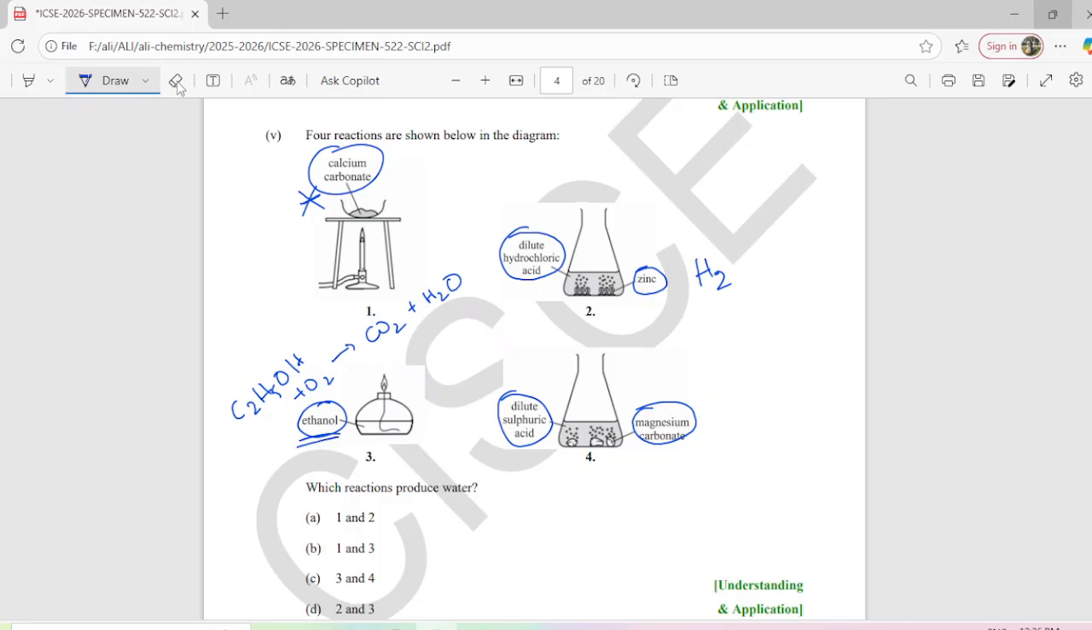At the same time, magnesium carbonate plus sulfuric acid produces carbon dioxide, water and a salt called magnesium sulfate. So in these two reactions, that is option 3 and 4, will produce water as the product. So option C, 3 and 4, is the correct answer.